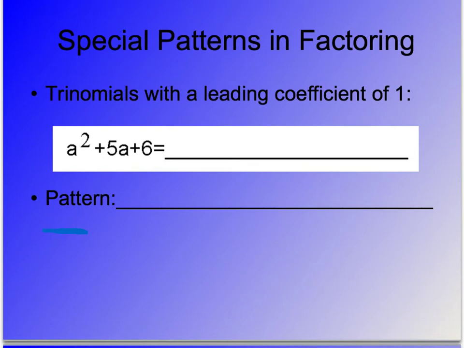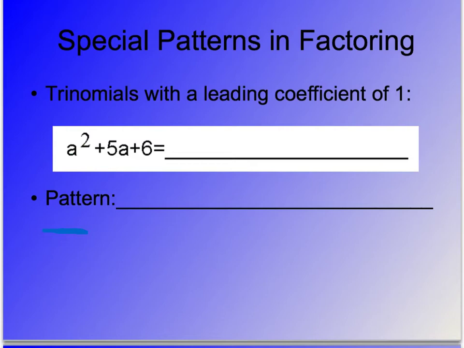The last one is a trinomial with a leading coefficient of 1. So this trinomial has a leading coefficient of 1. Remember, a leading coefficient is the term with the highest exponent. So even if this a squared were in this place or this place, it's still the leading coefficient because it has the highest exponent. Okay?